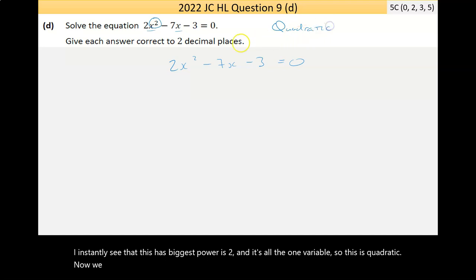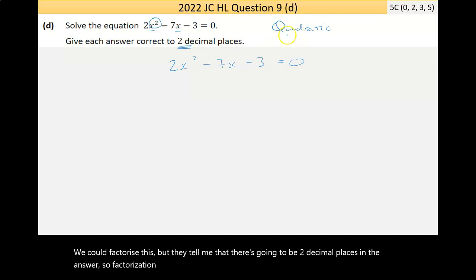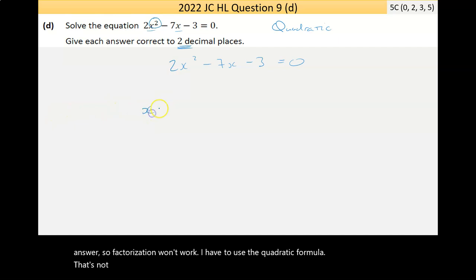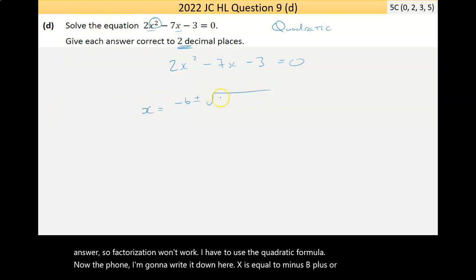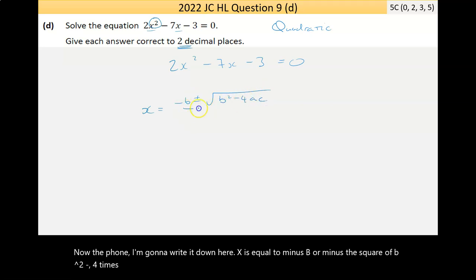Now, we could factorize this, but they tell me that there's going to be 2 decimal places in the answer. So factorization won't work. I have to use the quadratic formula. Now, the quadratic formula, I'm going to write it down here. x is equal to minus b plus or minus the square root of b squared minus 4ac, all over 2a. And it's in the maths tables.